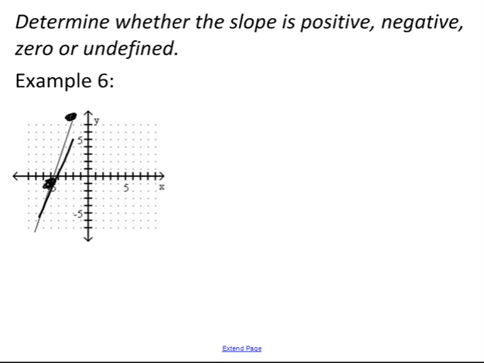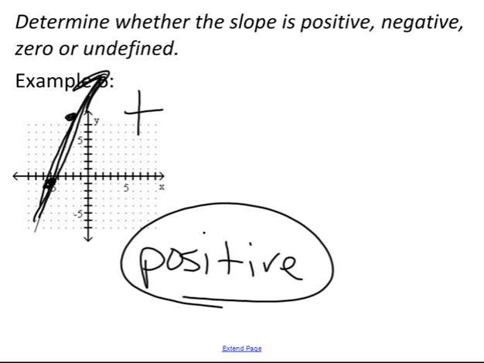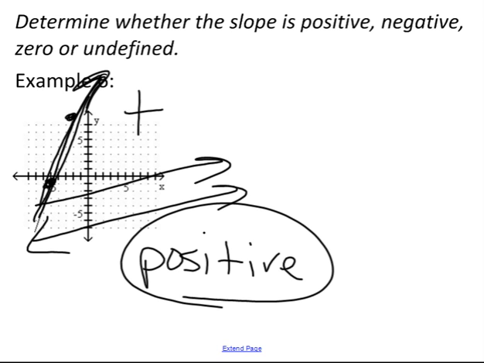Easier way to do it, or faster way to do it, is tell me what is happening on the right side of that graph. What are we doing as we go to the right? Well, that line is going up on the right-hand side, and you know that going up is positive. So this has a positive slope. Doesn't matter what kind of line we have, as long as it's going up on the right-hand side, the slope is going to be positive.